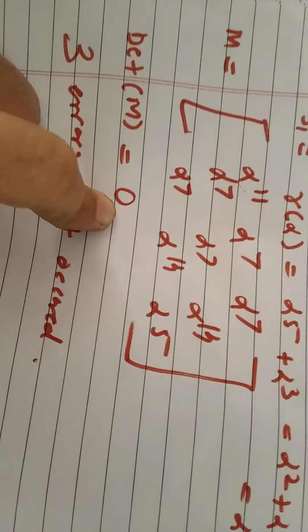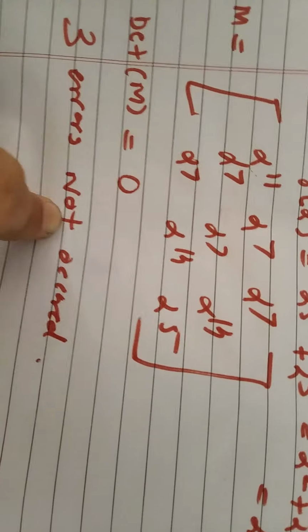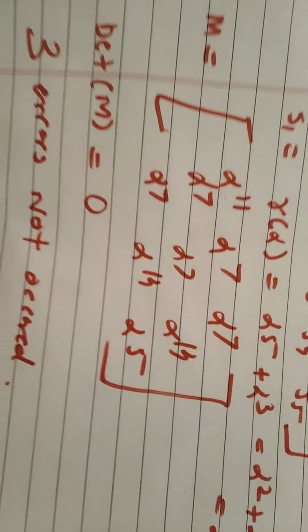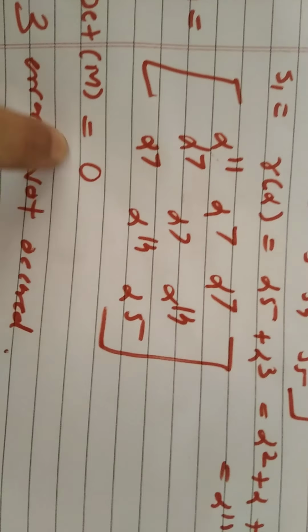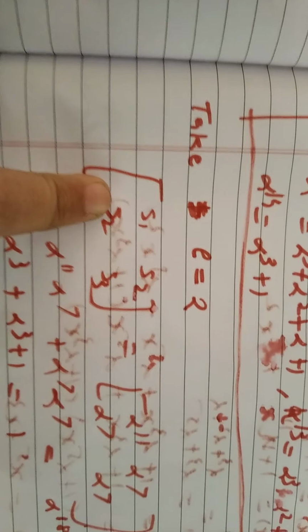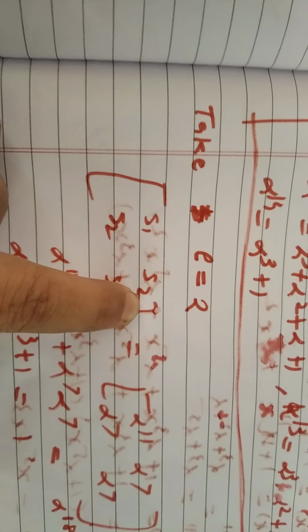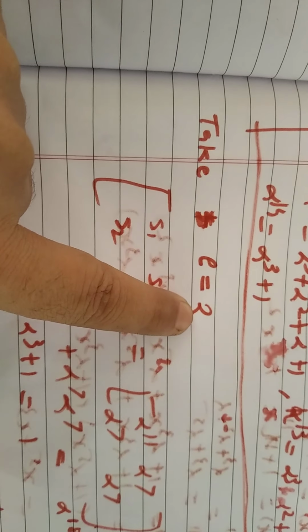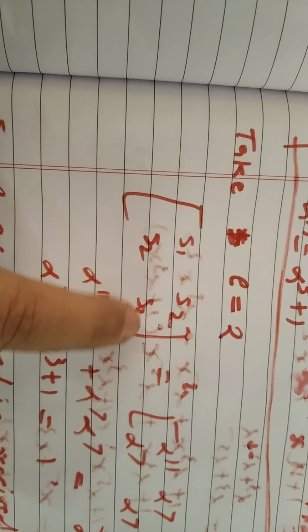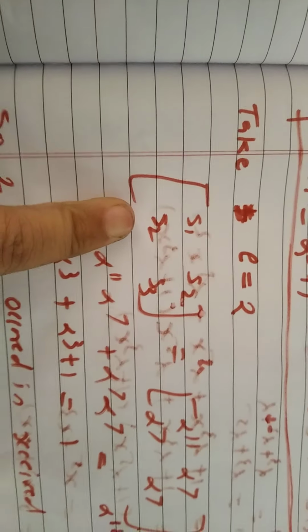Now in this case this determinant is equal to 0. That means 3 errors have not occurred, because they have given in the example this is a triple error correcting code. So first you have to assume that 3 errors have occurred and find the determinant of M. If it is 0, that means 3 errors have not occurred. Then you have to go for 2 errors. For 2 errors again you have to compute the matrix M. So 2 errors, 2 means 2 into 2, 4 minus 1, so 3 is there. So S1, S2, S2, S3. So this is a 2 by 2 M matrix.